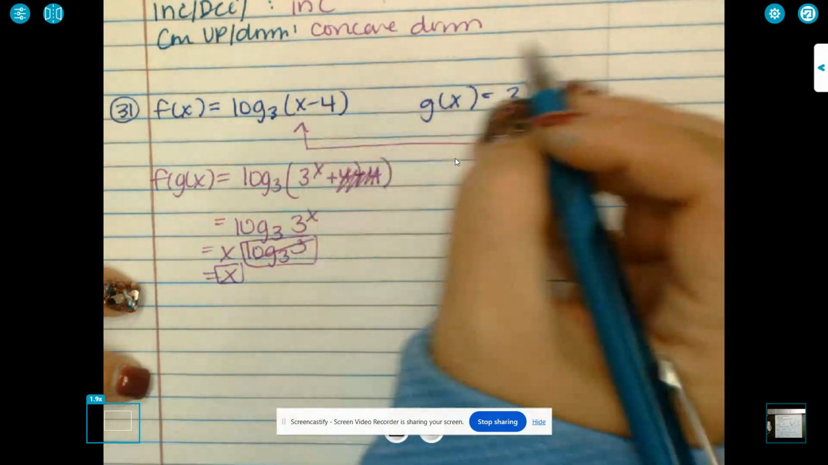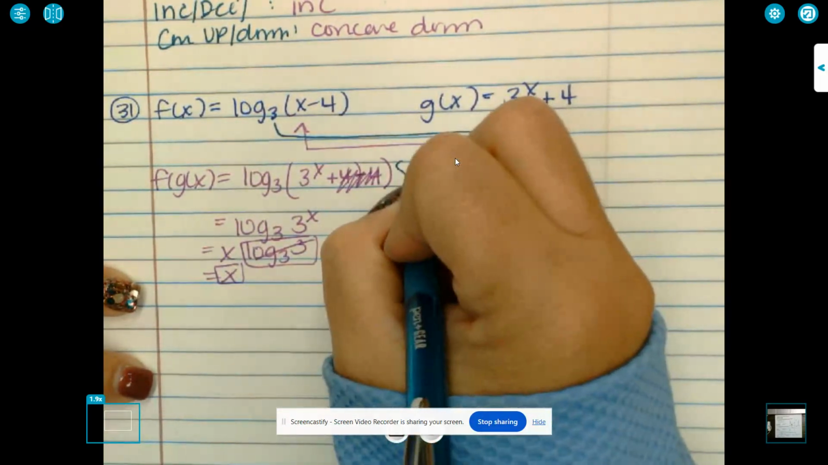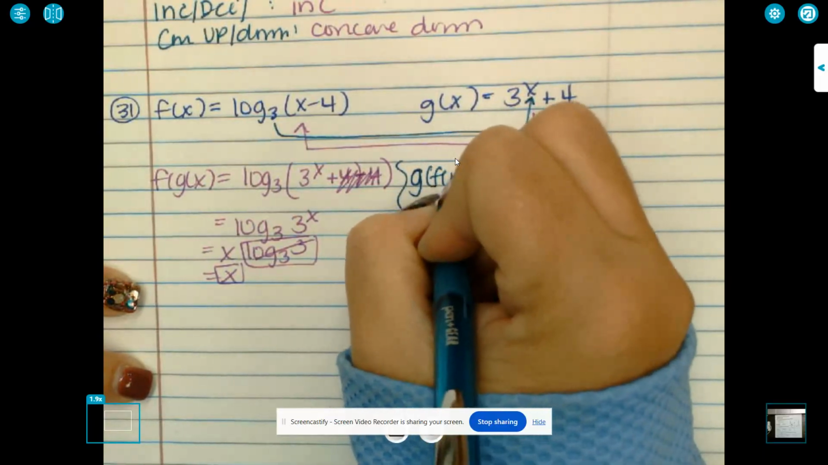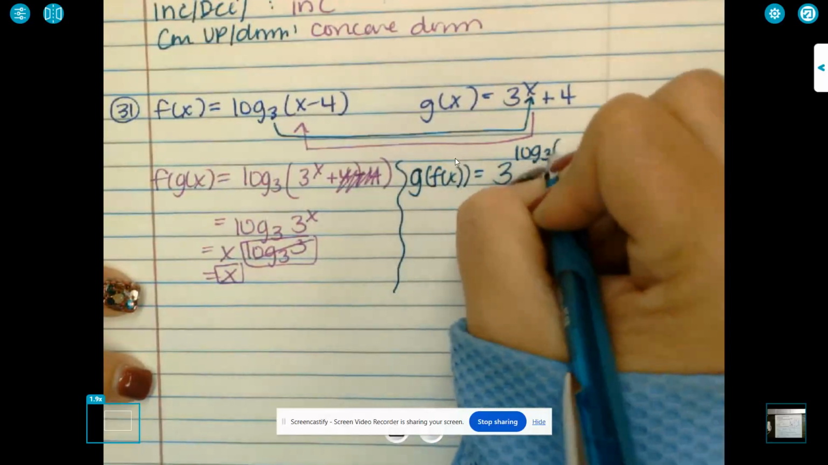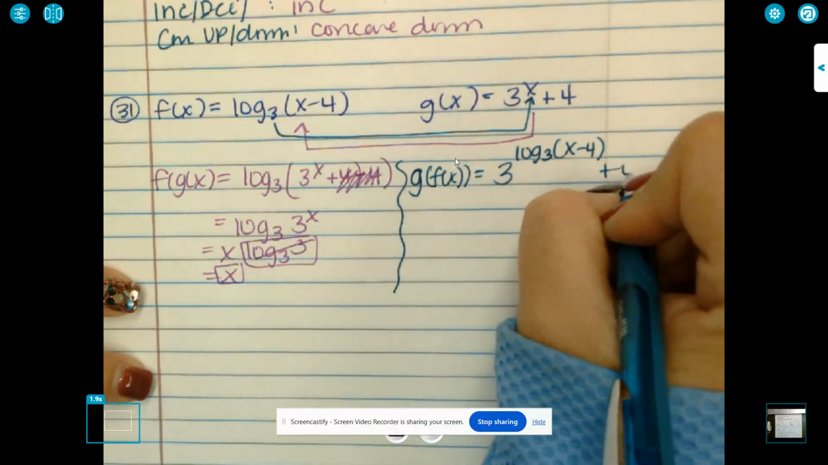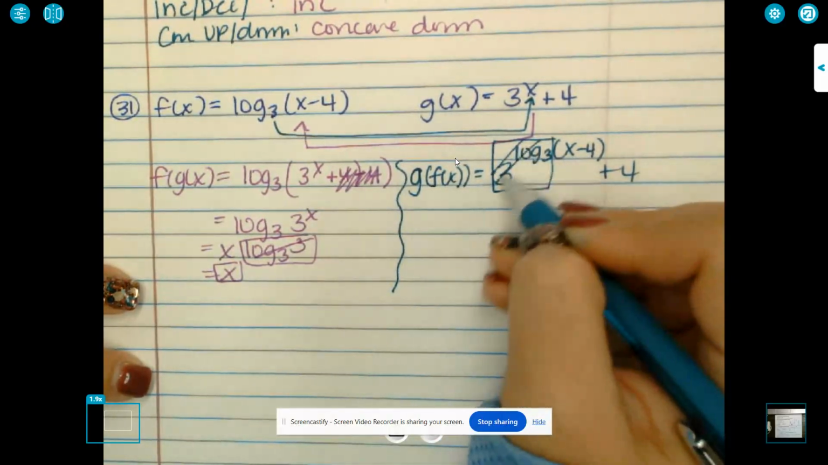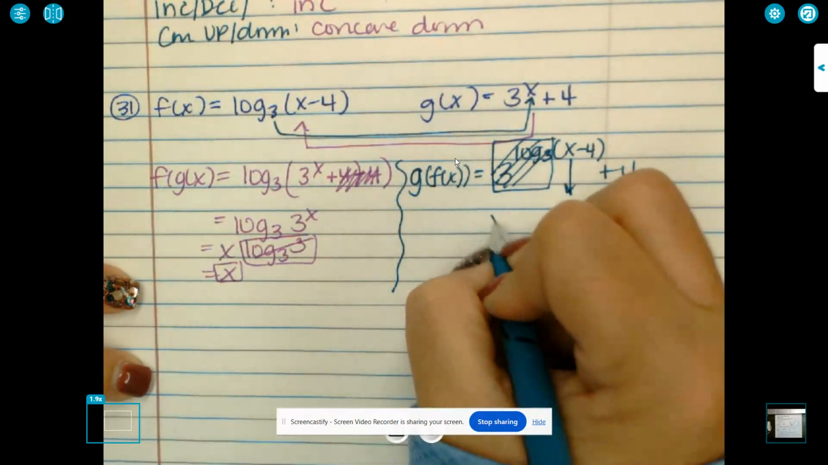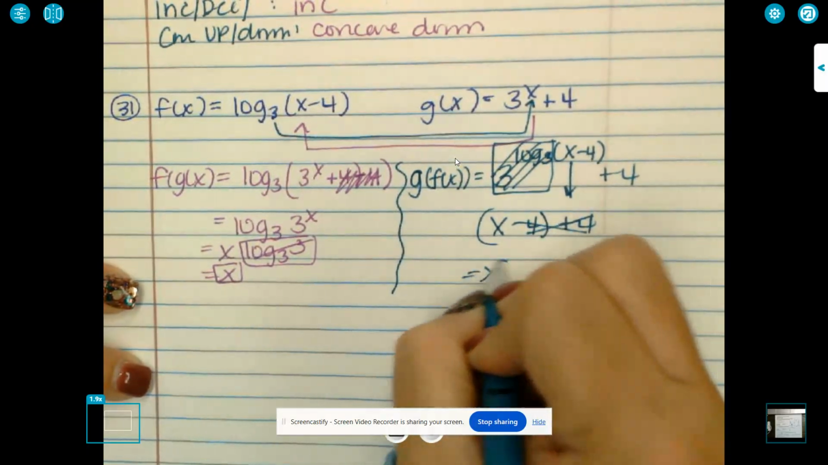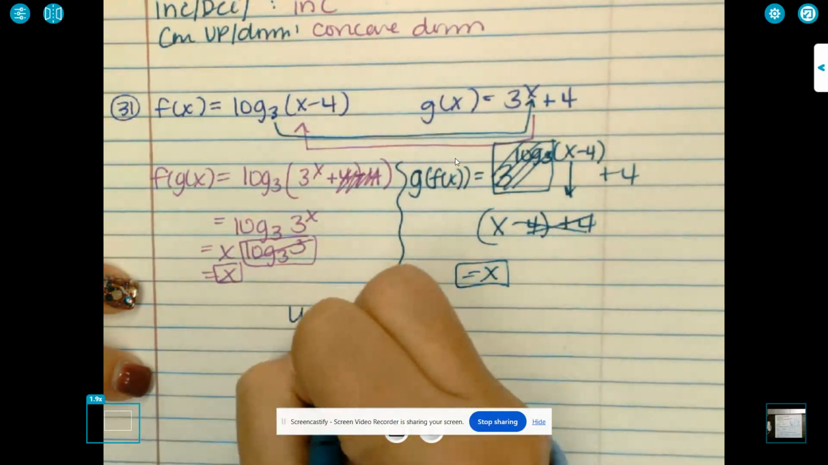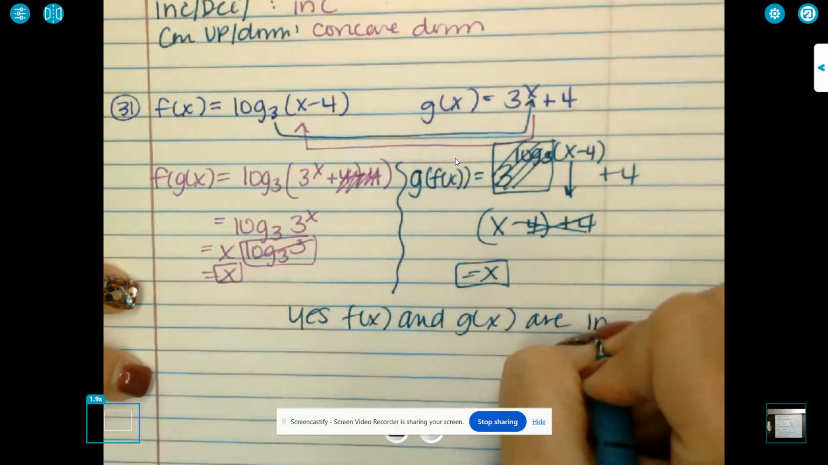Then we're going to put f into g. Remember again, if you have a and log a, those are going to cancel. This is just going to come down. And then minus 4 and plus 4 cancel, so we have x. So yes, f of x and g of x are inverses.